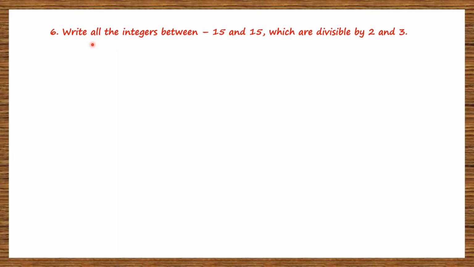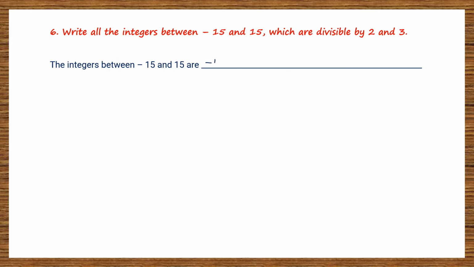Question 6. Write all the integers between minus 15 and 15 which are divisible by 2 and 3. So there's a condition here. These numbers that you're going to write should be divisible by 2 and by 3. So first thing, let's write down all the integers between minus 15 and 15, starting with minus 14.